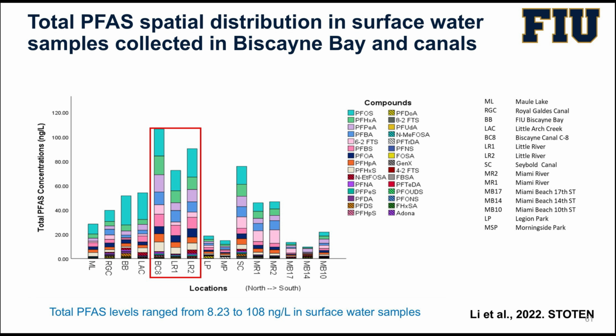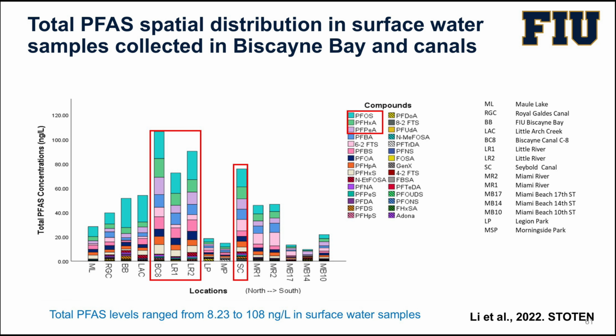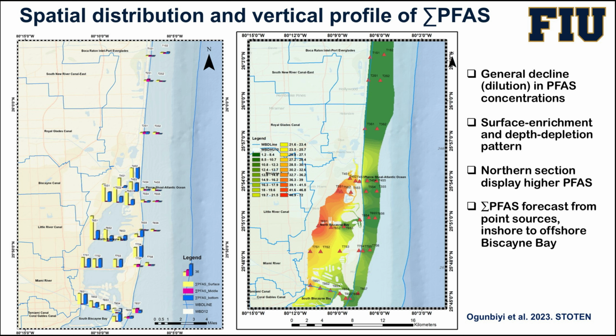We have been detecting along 30 to 40 PFAS in the bay. And here we saw some of the most common ones like PFOS, PFHxA. Those PFAS are used in a wide variety of things that I already mentioned before, like consumer products.